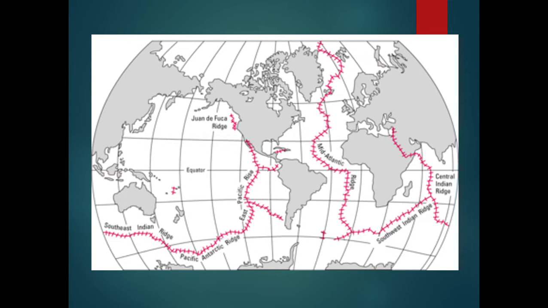So here is a world map of all of the mid-ocean ridges that were found. Just like you can see, there are a lot. And they are like a huge chain of mountains that go around the ocean floor. And that of course had to be identified through a sonar.